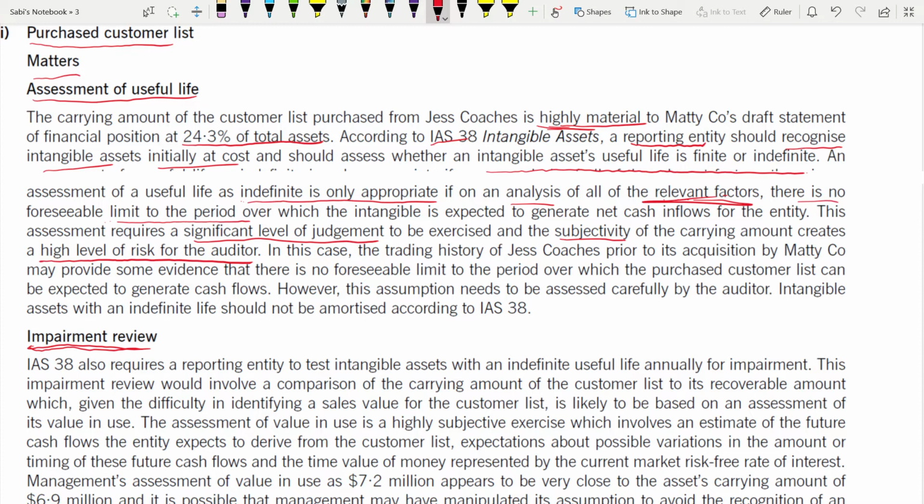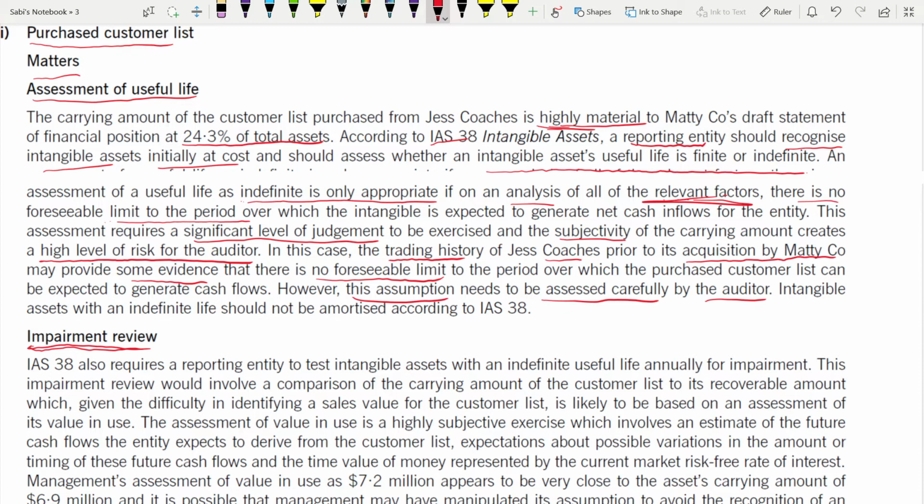So in this case, you have to link this to the case study. According to the case study, do you think it's a high risk or not? So in case you link this to the trading history, because the trading history will tell you whether the risk is high or not. In this case, the trading history of Chess Coaches before the acquisition by Matty company may provide some evidence that there is no foreseeable limit to the period over which the purchased customer list can be expected to generate cash flows. But however, this assumption also needs to be assessed carefully by the auditor.